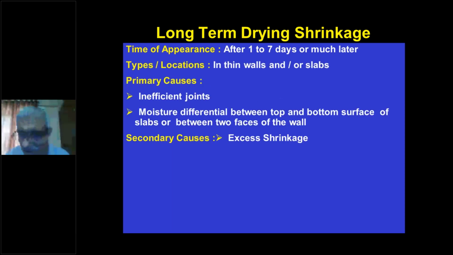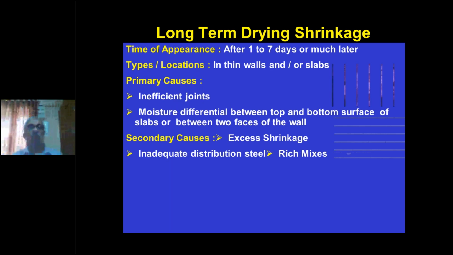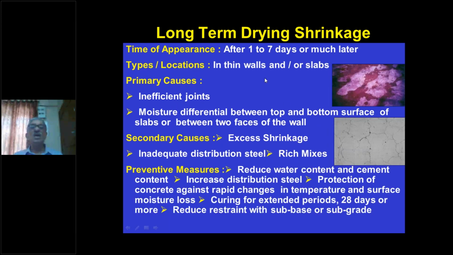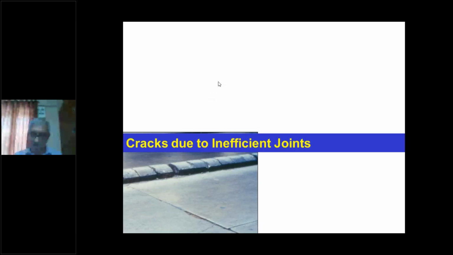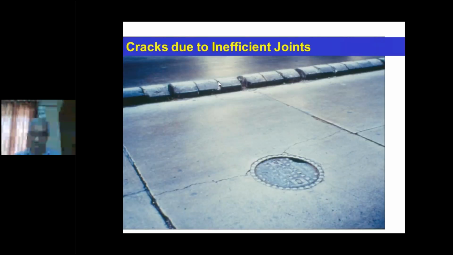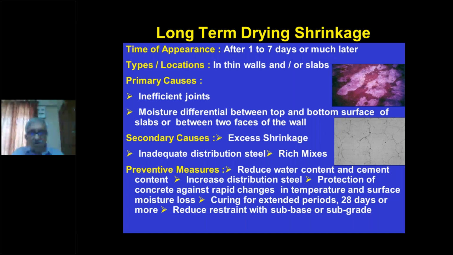Long-term drying shrinkage can also occur if you had not done your concrete curing religiously after its casting for 7 days, or sometimes recommended even more. In thin slabs and walls, due to inefficient joints, you have to cut the concrete so that concrete beyond a certain length will not shrink. It will be a separate joint.